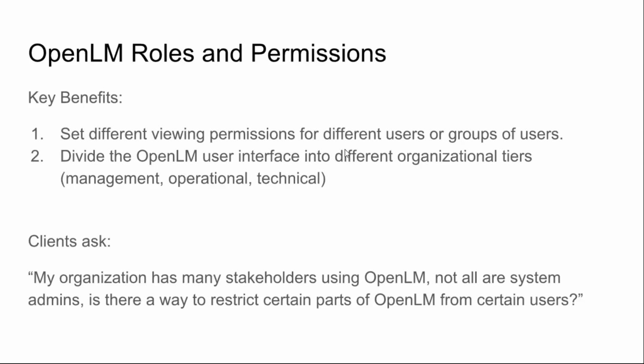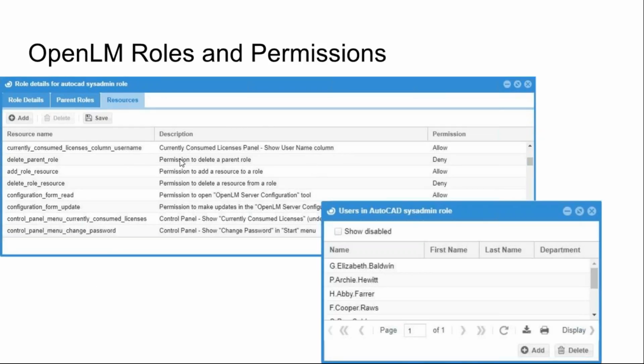So as you can see here, on the top, you can see the roles, the role details, for example, the AutoCAD sysadmin role. System admin for AutoCAD. So, for example, I've allowed him to add a resource to a role, but denied him from deleting a resource from a role, and so on. Permission to open the OpenLM server configuration tool is allowed, so you can deny and allow whatever you'd like in the OpenLM system. It's not just the OpenLM interface, it's the whole system.